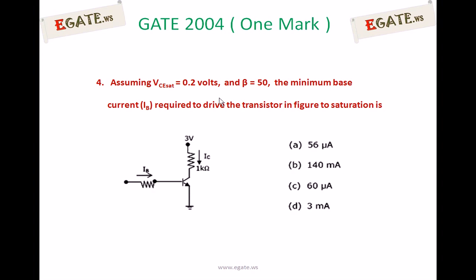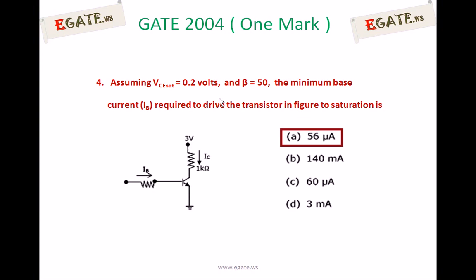The minimum base current required to keep the transistor in saturation is: A, 56 microamperes; B, 140 milliamperes; C, 60 microamperes; D, 3 milliamperes. The correct answer for this question is A, 56 microamperes.